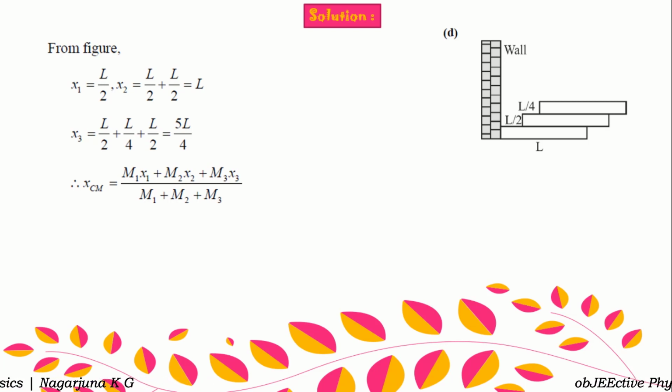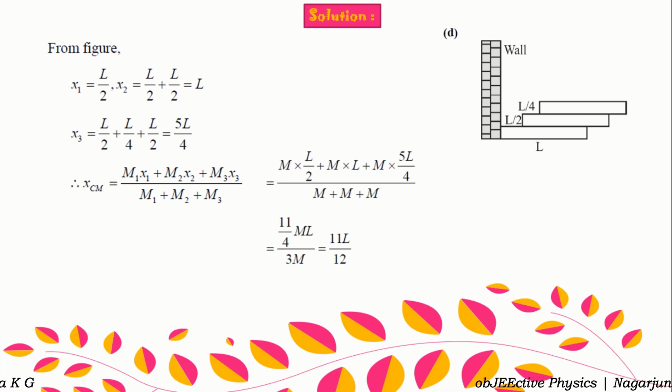We know that xcm is equal to m1 x1 plus m2 x2 plus m3 x3 divided by m1 plus m2 plus m3, that is equal to capital M into L by 2 plus M into L plus M into 5L by 4, divided by M plus M plus M, that is equal to 11 by 4 ML divided by 3M, that is equal to 11L by 12. Option D is the right option.